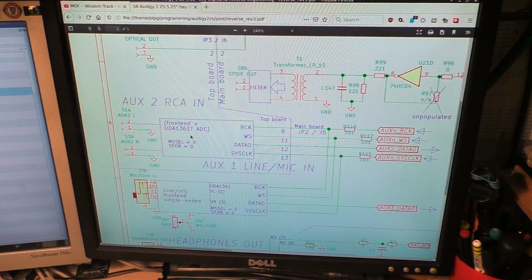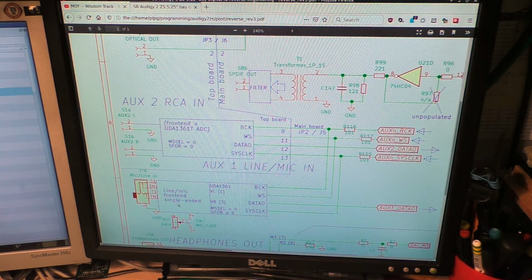And the last thing that's left are the two auxiliary inputs. So we've got aux1, which is the line in or mic in. It goes on the standard jack on the front. There's a gain potentiometer with a switch which switches between the mic mode and line in mode. So this is the front end over here.